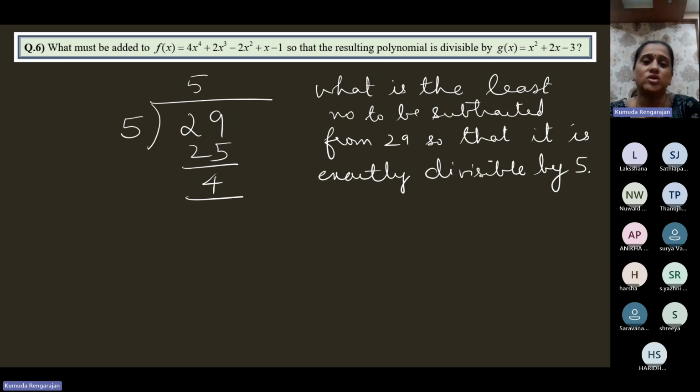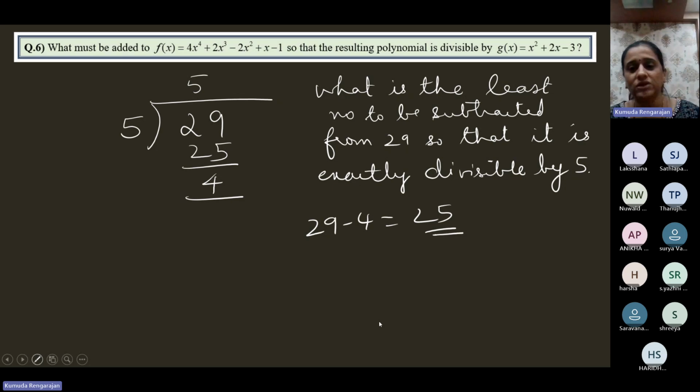Using the remainder, you should answer. What is the least number that is to be subtracted from 29 so that it is exactly divisible by 5? You should answer this question using the remainder. So the remainder has to be subtracted. So 29 minus 4 is 25. If you subtract the remainder, then the resultant number is divisible by 5.